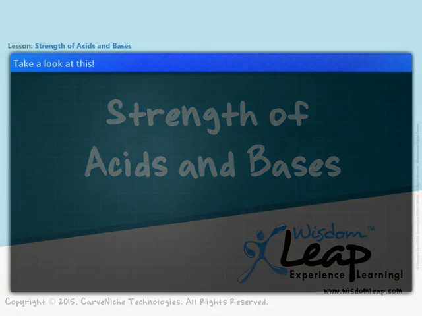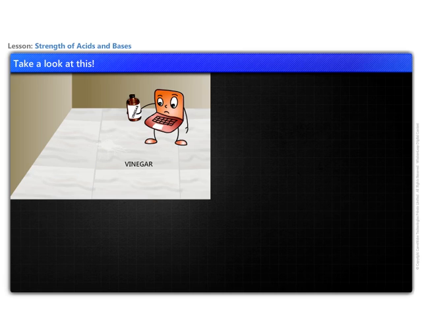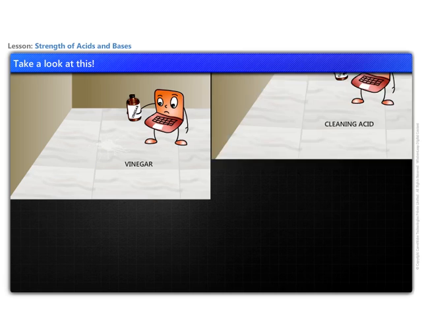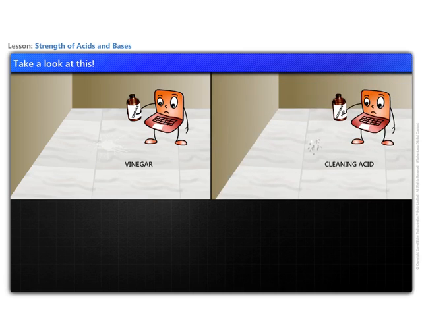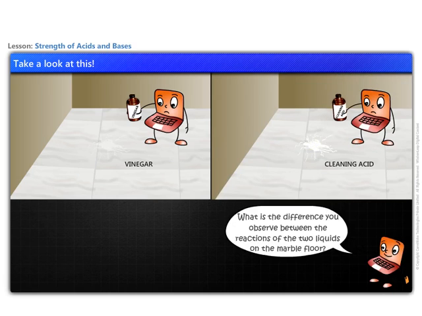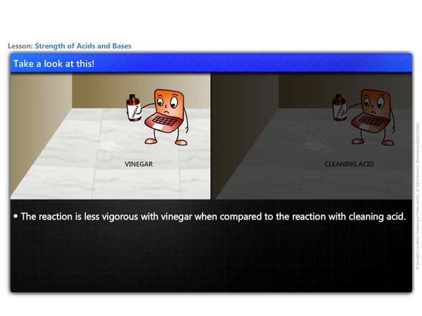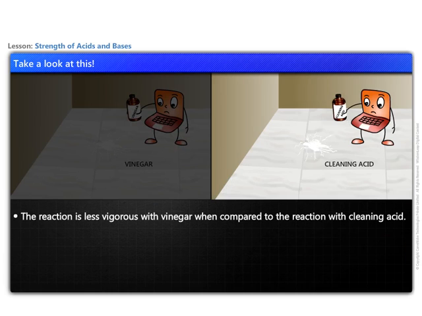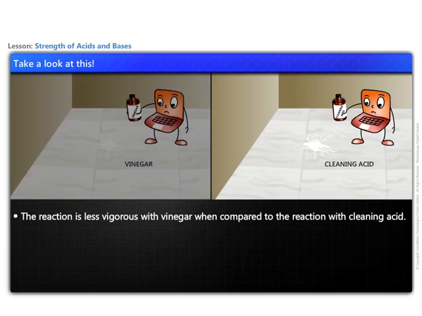Take a look at this. Oops, Wipey spilled some vinegar on the marble floor. He also spilled some cleaning acid on the marble floor. What is the difference you observe between the reactions of the two liquids on the marble floor? The reaction is less vigorous with vinegar when compared to the reaction with cleaning acid.